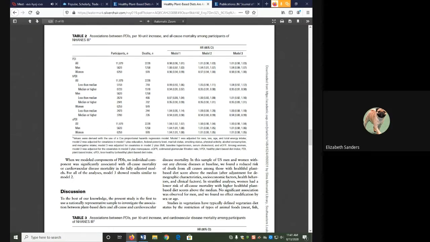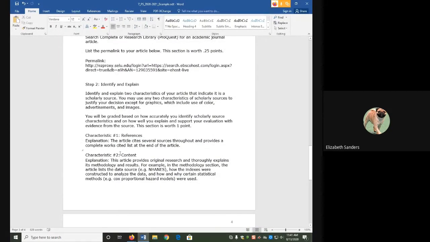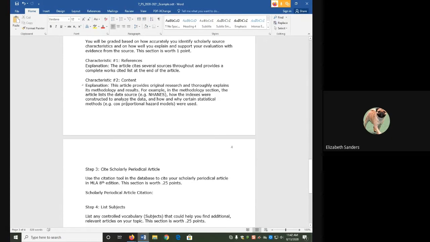When we're looking at today's assignment, you would list 2 of those characteristics we just discussed and then explain why it indicates it's scholarly. I chose references and content. So my characteristic is references. My explanation is that the article cites several sources and provides a complete works cited list. My second characteristic is content. My explanation to explain why the content shows it's scholarly is that it provides original research and thoroughly explains both methodology and results.